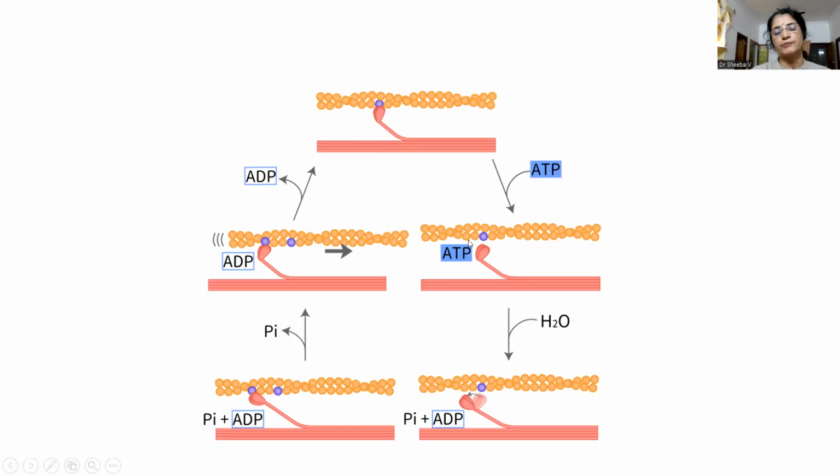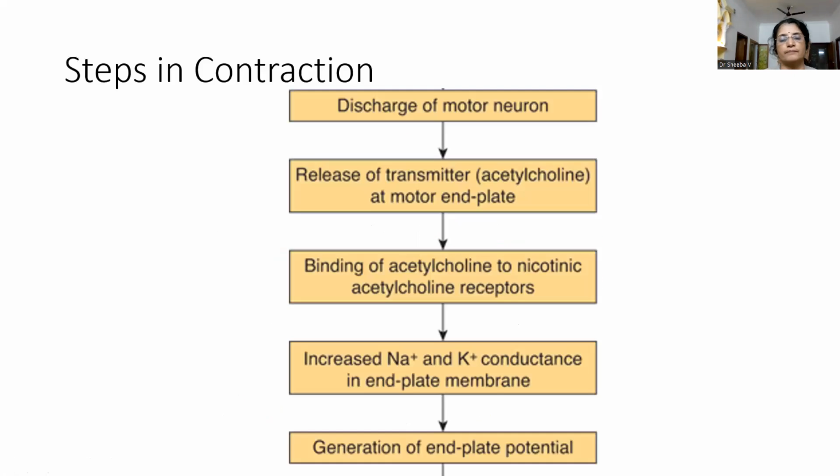Then, attachment of another molecule of ATP causes the detachment of the myosin head from the active site. Like this, detachment. Again, it attaches to another active site. Again, it detaches, and again attaches to another active site. The cross bridge attaches to an active site and detaches. Thus, the myosin cross bridge moves along the active sites of the actin.